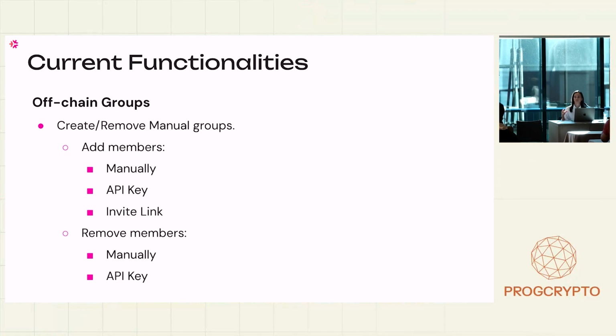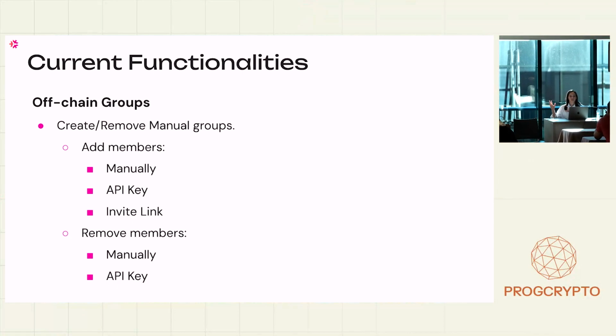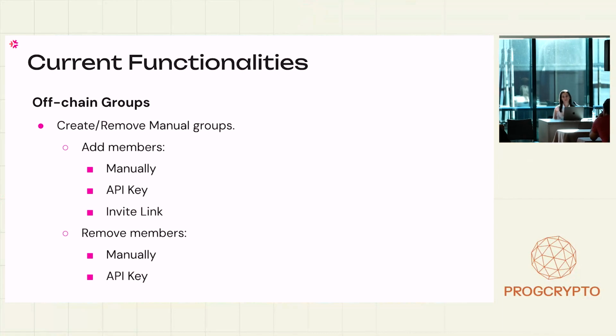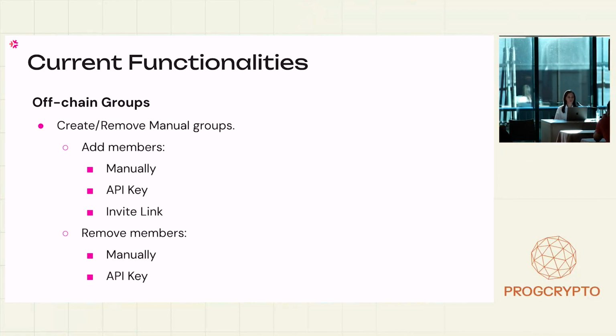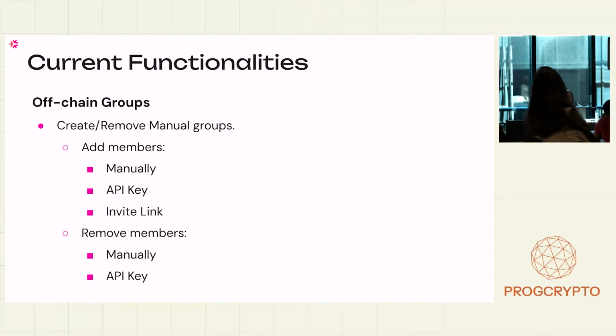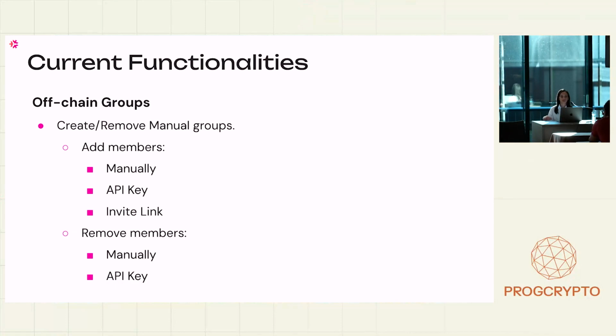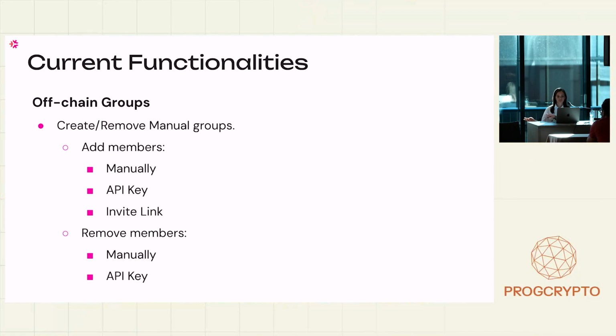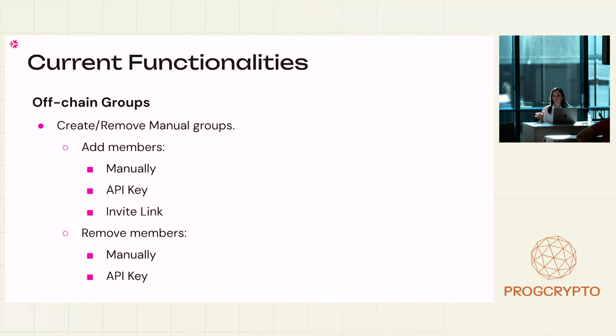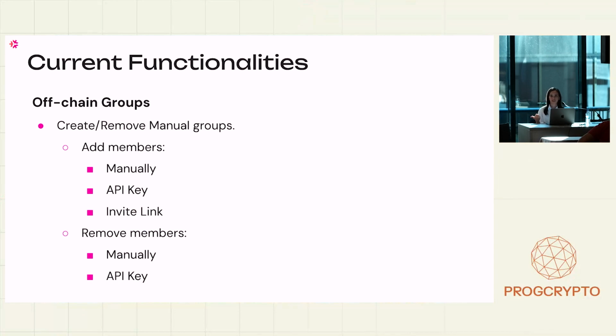These are the current functionalities. I will talk about what we have now, and also later I will talk about the roadmap for future functionalities. So right now we have off-chain groups and on-chain groups. For off-chain groups, you can create and remove manual groups. We also have credential groups, which I will talk about later. Manual groups are normal groups with members, not credential, and you can add members manually, like putting the identity commitment. I will show how to do it later.